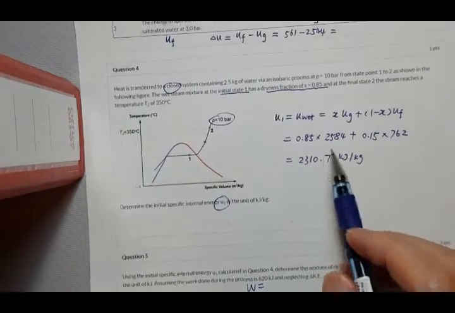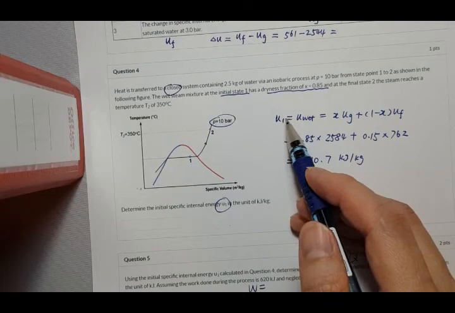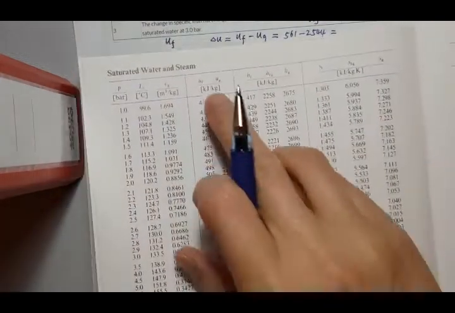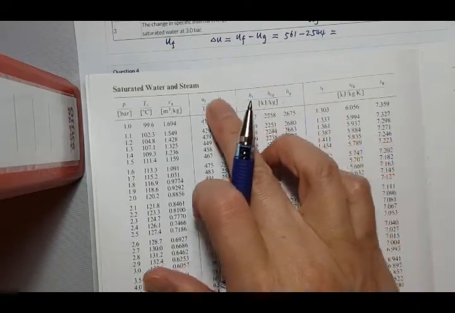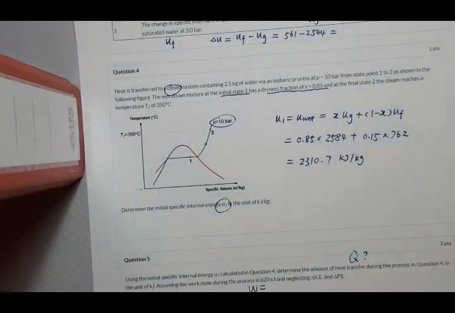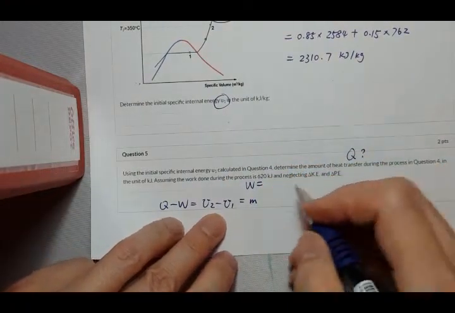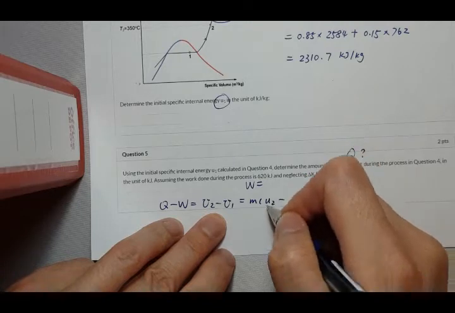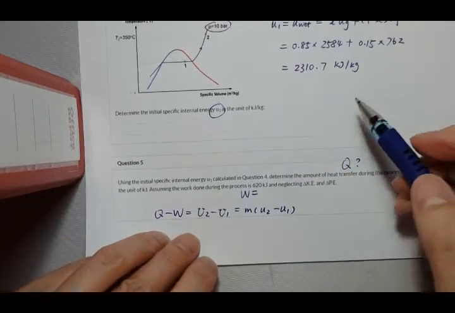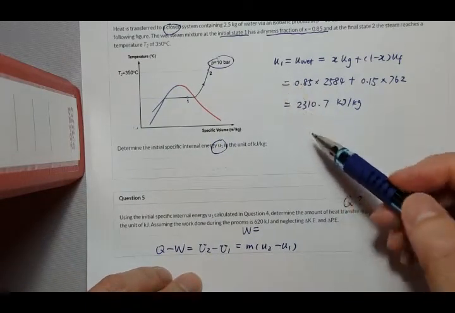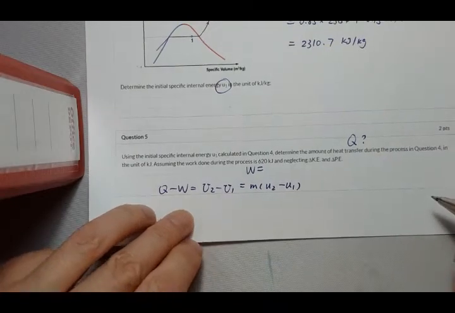You can see that all the U numbers we found from the steam table are specific values. They're all in lowercase, which means that we have to use the mass m, times lowercase u2 subtract u1, right? So we just found the U1. So U1 has been given. So what we need to do is find out U2 first of all.